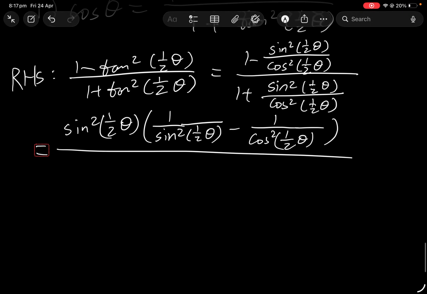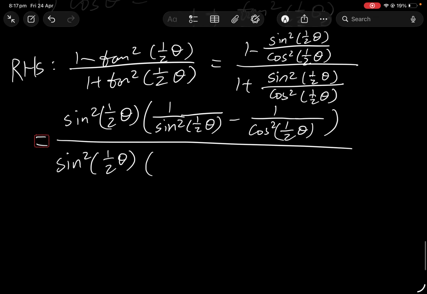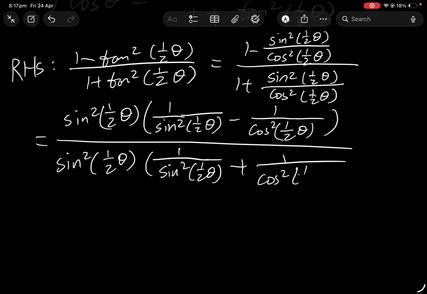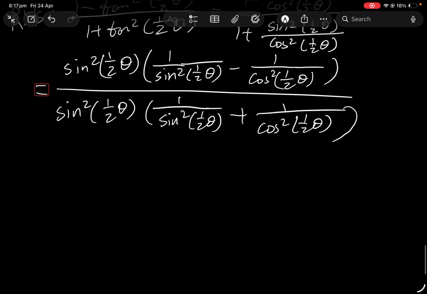And this will be over, we'll do the same thing because we want to cancel out the sine squared, so it has to be sine squared on the outside. I think cos squared would also work, but sine squared will do. This is still sine squared, but instead of minus, it becomes a plus, and it's still cos. Okay, now we can cancel the sine squareds out.